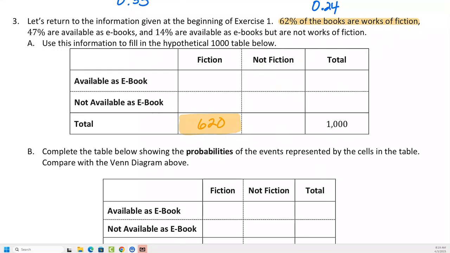Oh, I can already fill in another cell. Can't I fill in this cell right now? What's this cell going to be, you guys? Okay, 380, is that right? Because don't they have to add? These two cells have to add to be equal to 1,000, don't they? So we can get the 380 by taking the 1,000 and subtracting 620 from it.